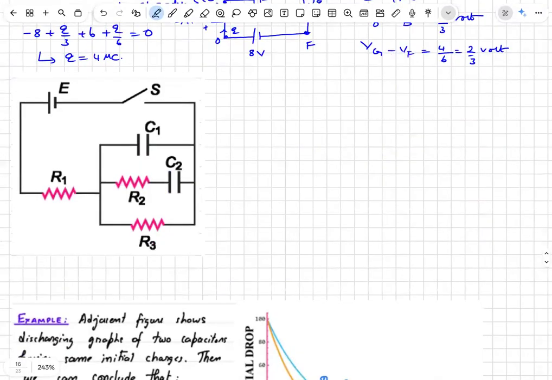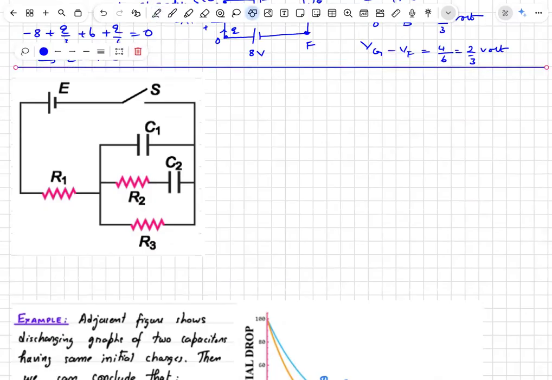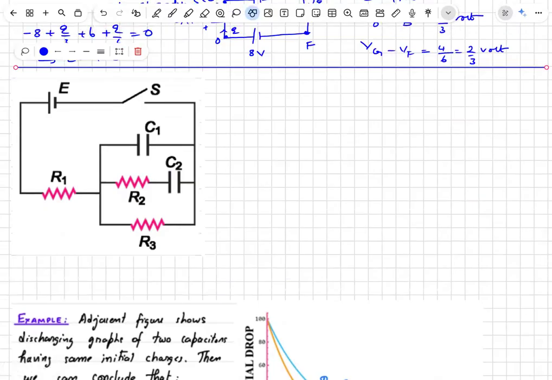Here is your next circuit. For the circuit shown in the figure, what I want is the current from the battery immediately after closing the switch, and in steady state the battery current, and in steady state the potential drop across the capacitors.